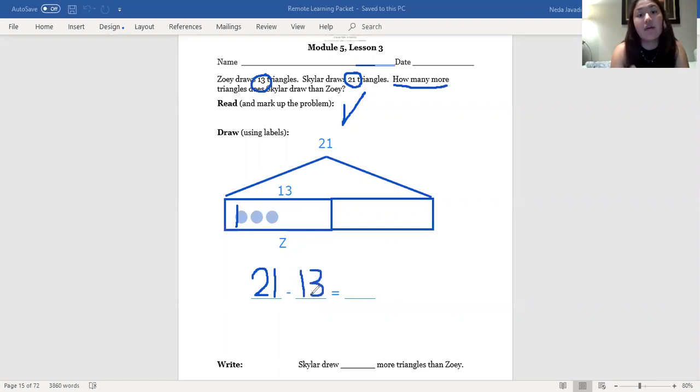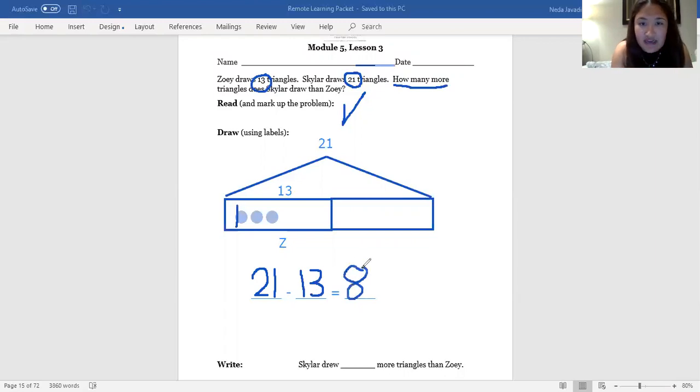Now I can either count up or count down. If I count up, that means I need to grab 13 and count up to 21. If I grab 21 and count down to 13, I can solve it that way too. I think I would like to solve by grabbing 13 and counting on to 21. Let's do it together. 13, 14, 15, 16, 17, 18, 19, 20, 21. I'm holding up 8 fingers. That means my answer is 8.